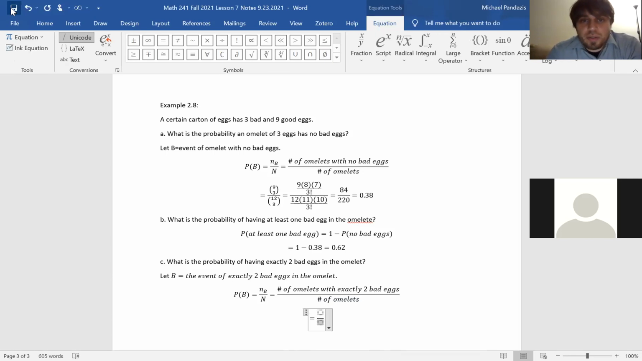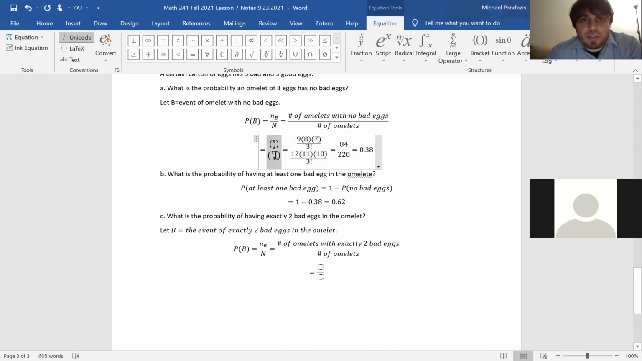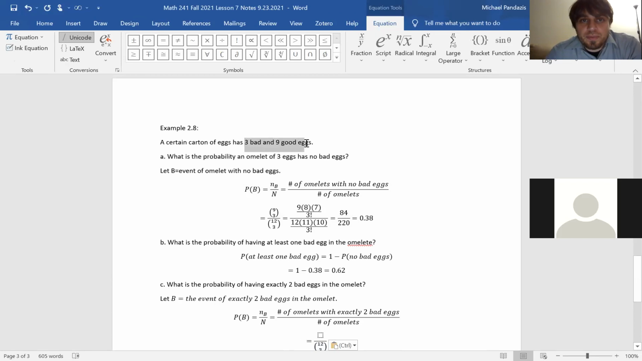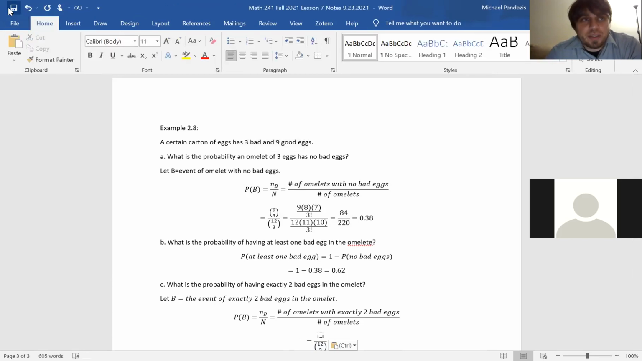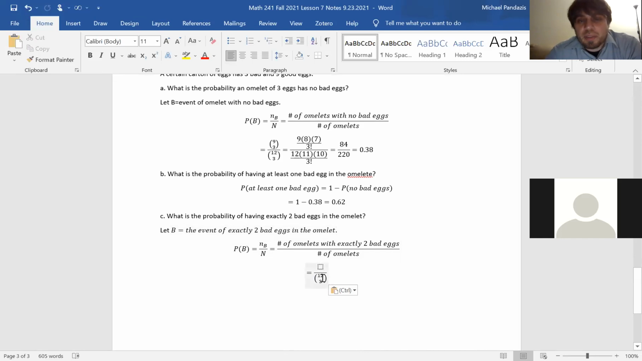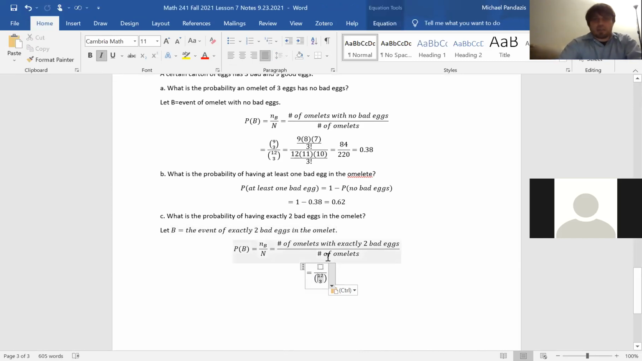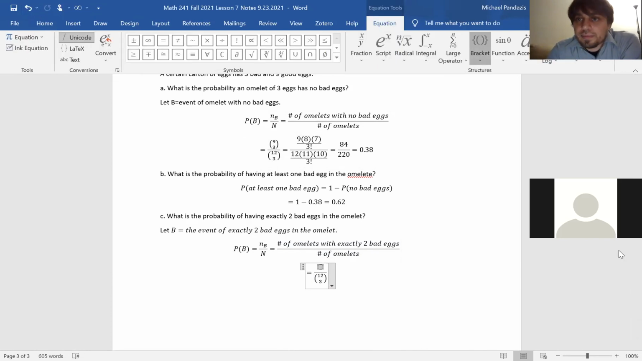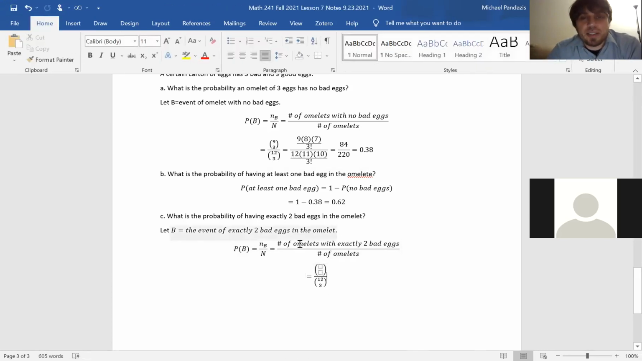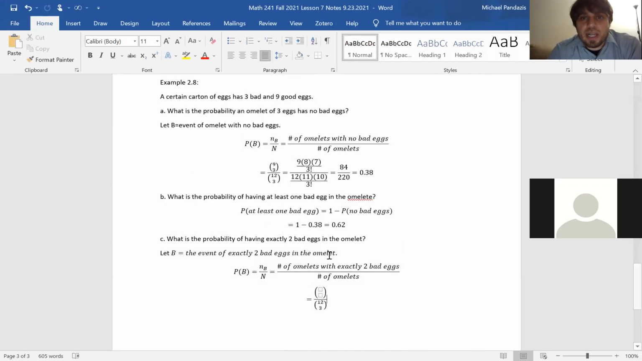Okay, so the number of omelets is still 12 choose 3, because you have 12 total eggs, 3 bad and 9 good. To make an omelet, you need to choose 3 of them. So there are 12C3 many omelets. And the numerator is the number of omelets with exactly 2 bad eggs. Well, to count that, you think, okay, how many bad eggs are there?